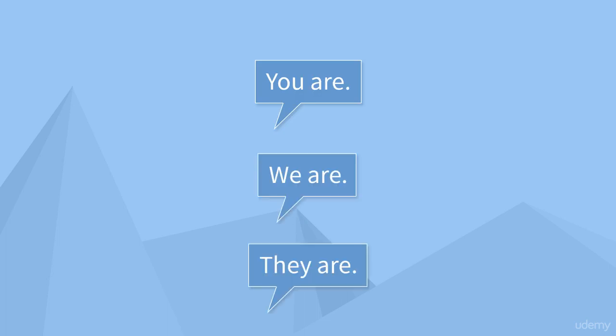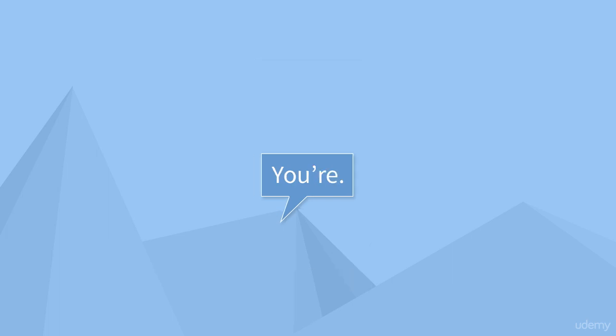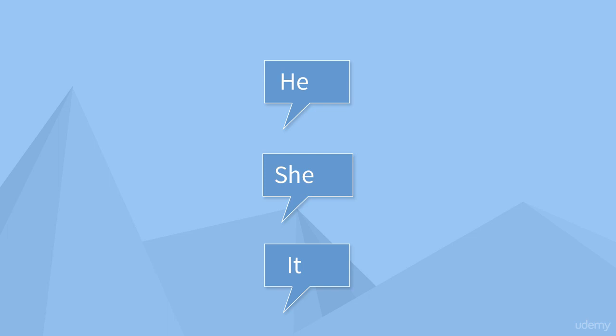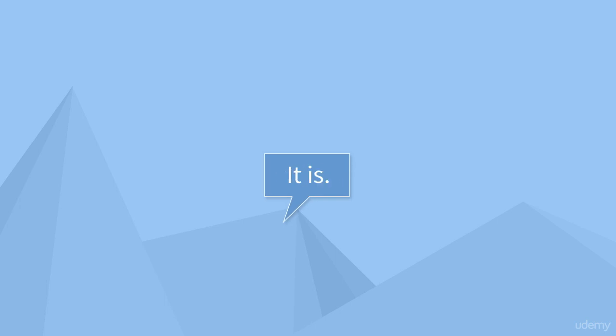So when we use the verb to be in the present simple, which form we use depends on the subject that it goes with. If the subject is I, the verb to be becomes am. I am or I'm. If the subject is you, we or they, to be becomes are. You are or you're, we are or we're, they are or they're. If the subject is he, she or it, then to be becomes is. He is or he's, she is or she's, it is or it's.